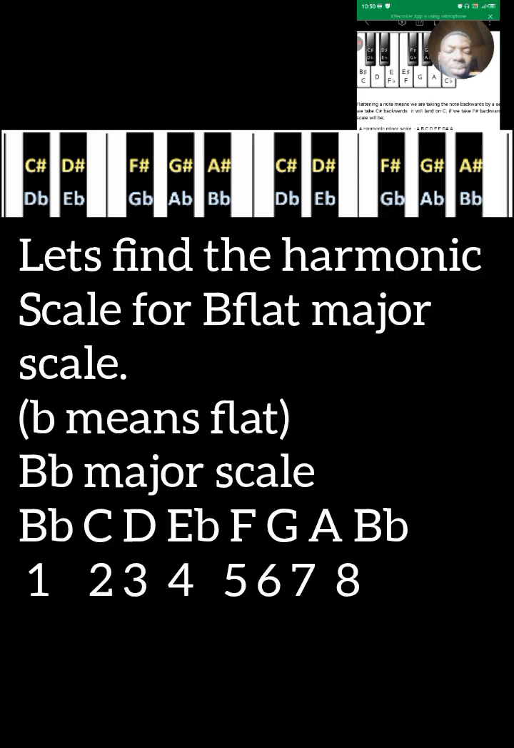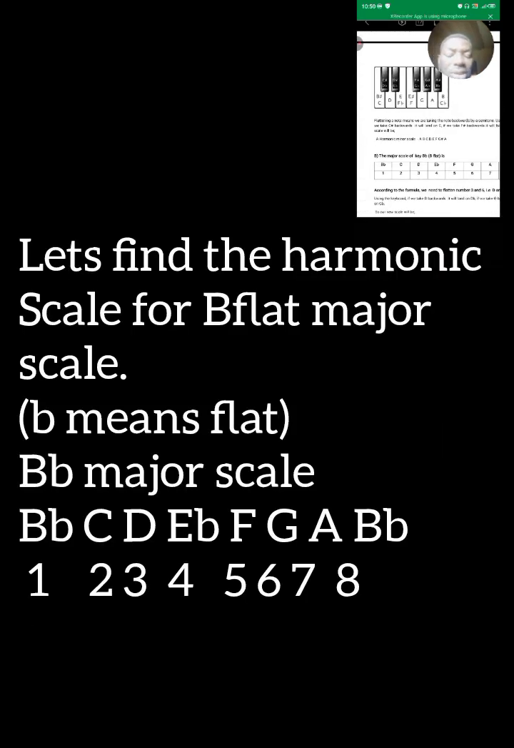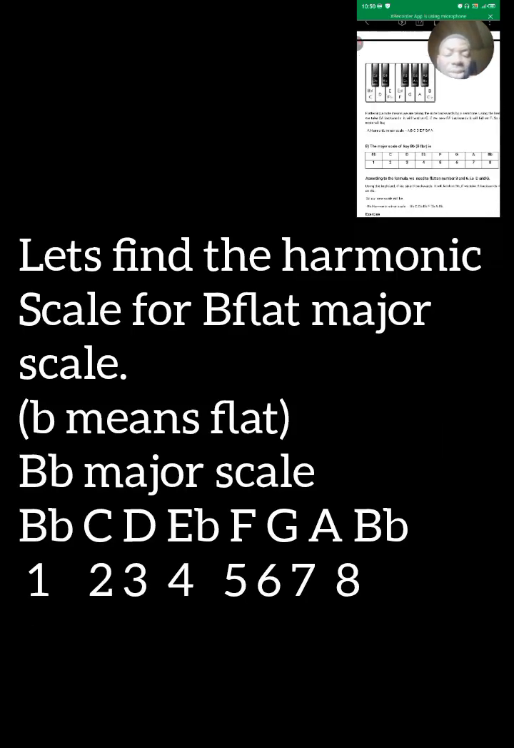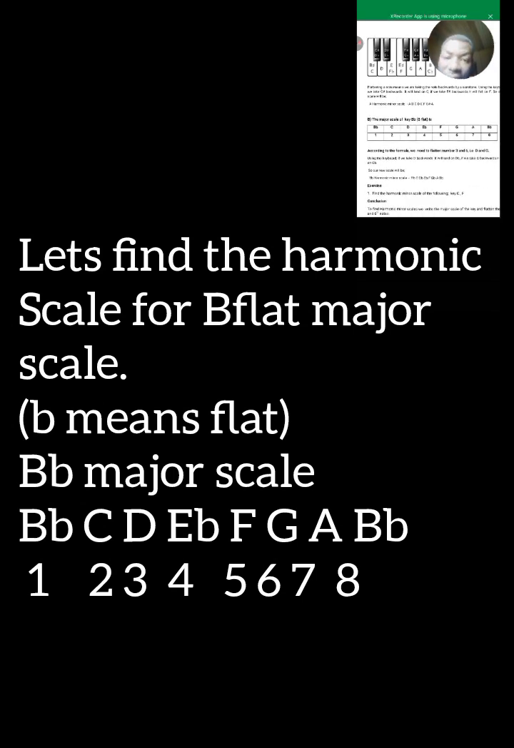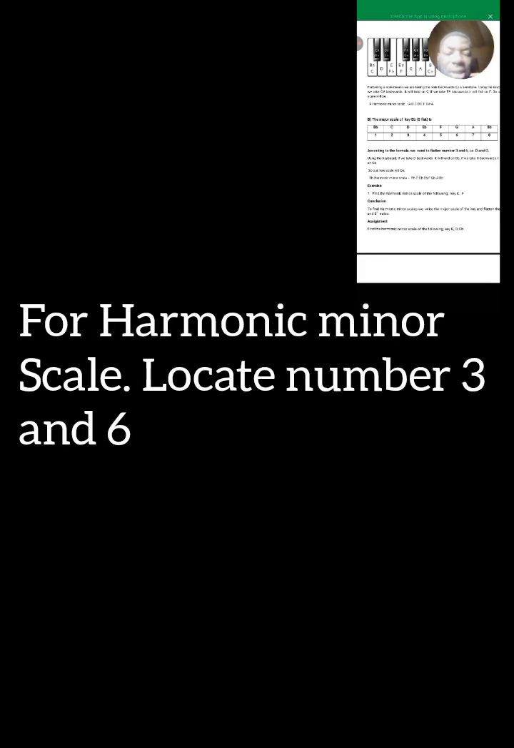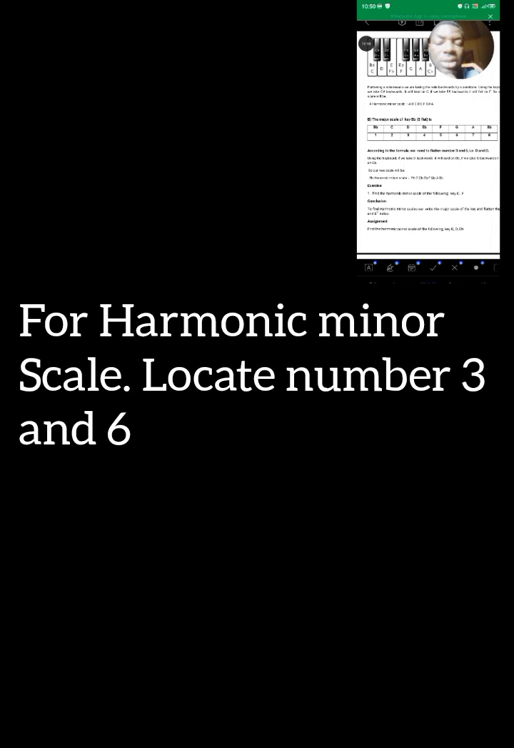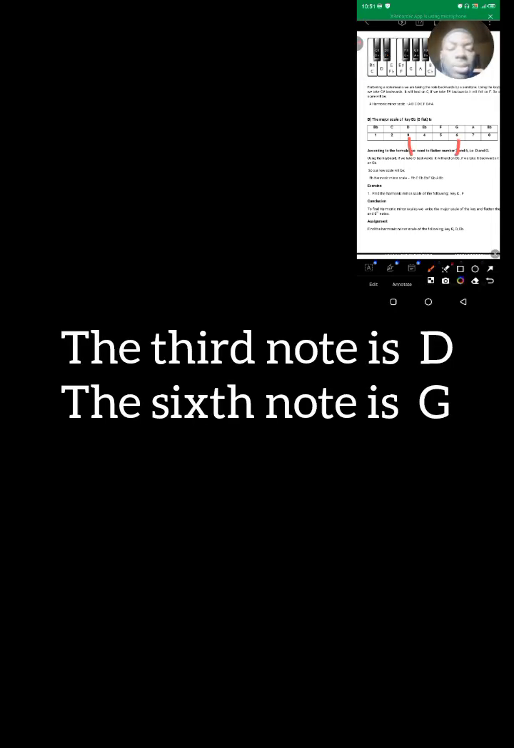Let's look at the second example, B flat now. So the first thing is the major scale. B flat major scale is B flat, C, D, E flat, F, G, A, and B flat. So this is number 1, number 2, number 3, number 4, 5, 6, 7, and 8. After you have done your numbering, I did the numbering for you here, the next thing is to locate number 3 and number 6, because we are doing harmonic minor. So number 3 is D, number 6 is G.